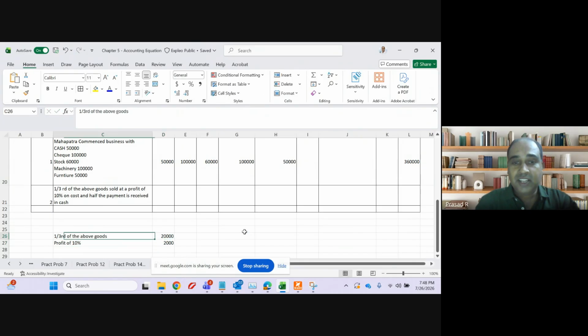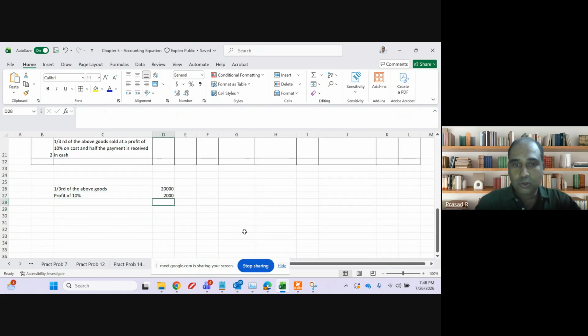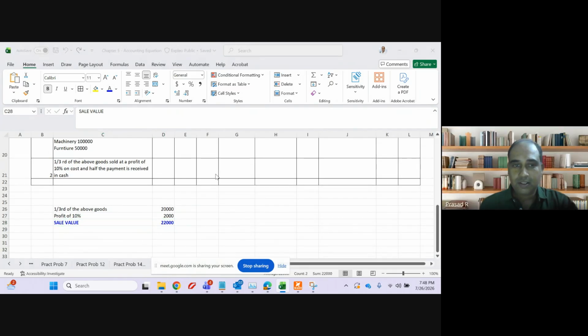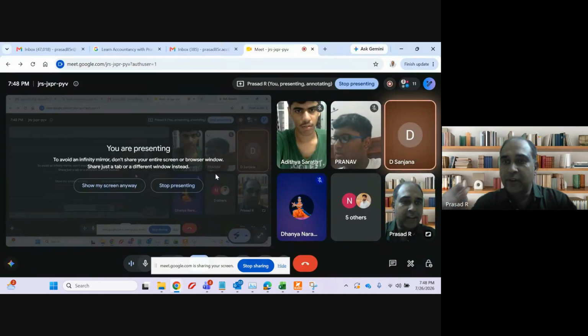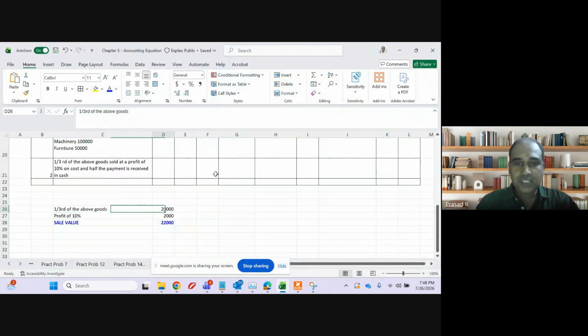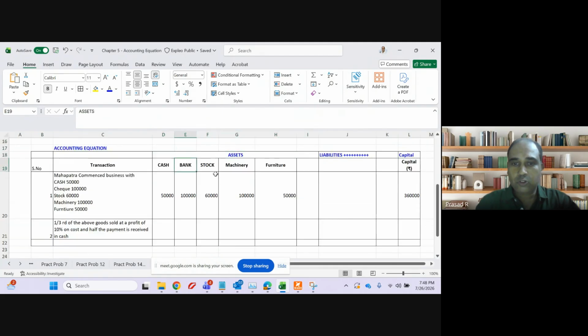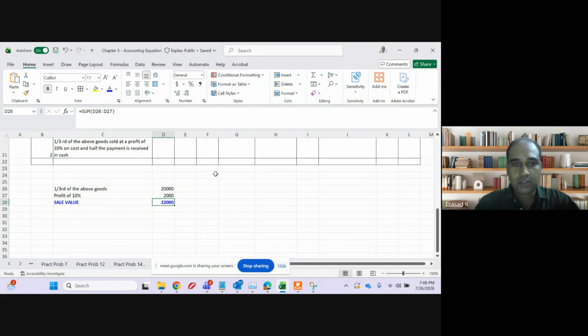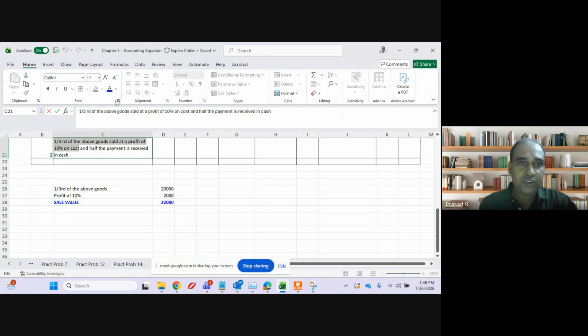2,000, of 1/3 of the above goods, not the entire thing. So my sale value will be how much? 22,000. Any doubt so far? No, sir. First, I calculated 1/3 of the goods. My total goods is 60,000, so 1/3 of the goods will be 20,000 and the sale value 22,000. I have discussed the question till here.